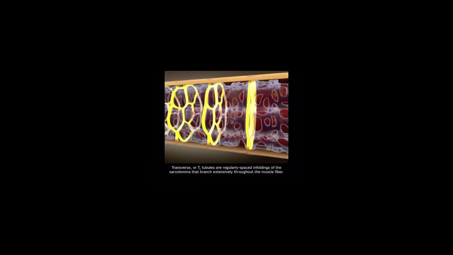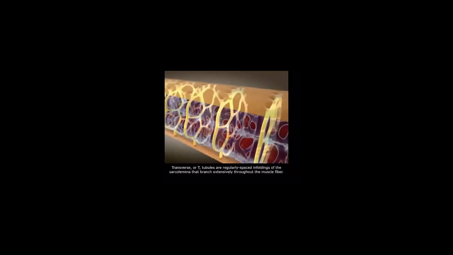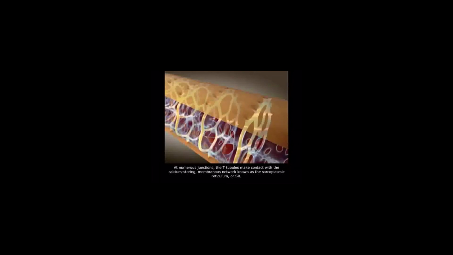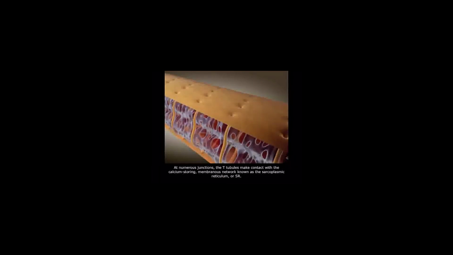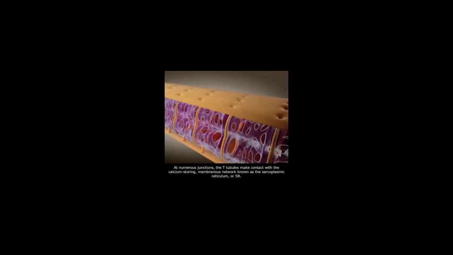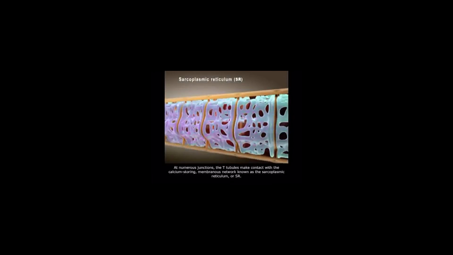If we look at a single muscle fiber, we see that an action potential travels across the entire sarcolemma and is rapidly conducted into the interior of the muscle fiber by structures called transverse tubules. Transverse, or T-tubules, are regularly spaced enfoldings of the sarcolemma that branch extensively throughout the muscle fiber. At numerous junctions, the T-tubules make contact with the calcium-storing membranous network known as the sarcoplasmic reticulum, or SR.